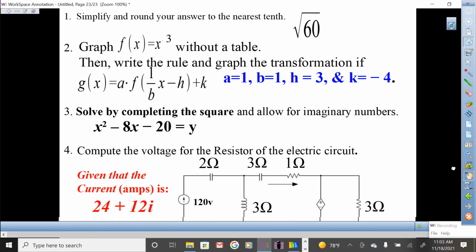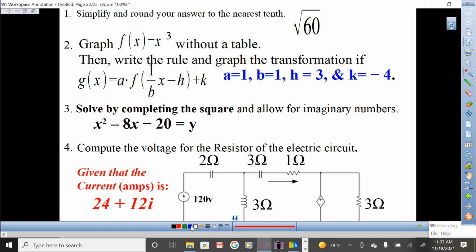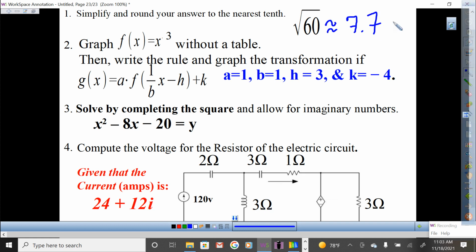All right, here we go. Number 1. What'd you get for number 1? Christian, go. Approximately what? Very good. Who got 7.7? Approximately 10.7? Okay, good.